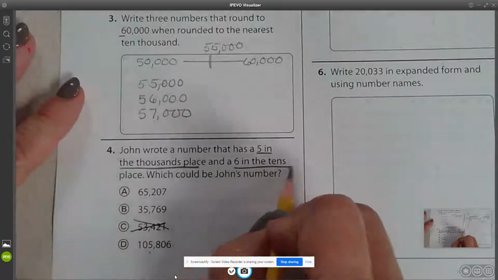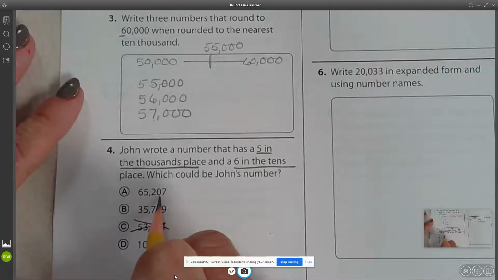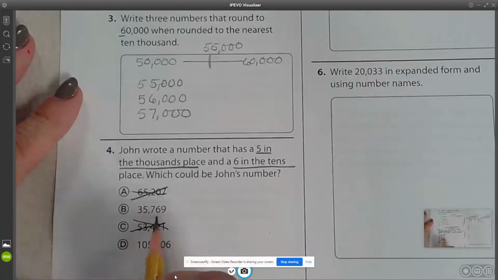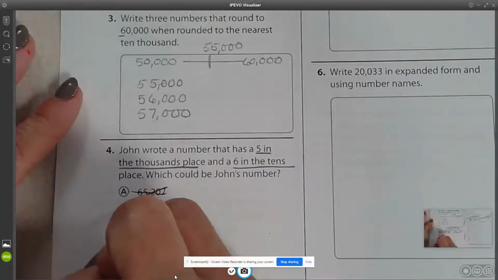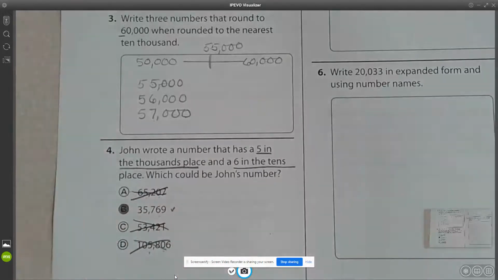Now let's look for a 6 in the tens place. Does that have a 6 in the tens place? Nope. How about B? Yes. How about D? No. So my answer is B. So honestly, that's pretty easy. It's just a process of elimination.